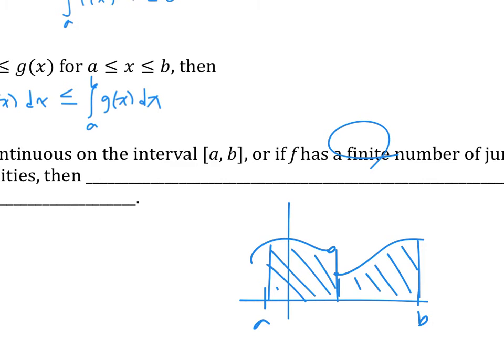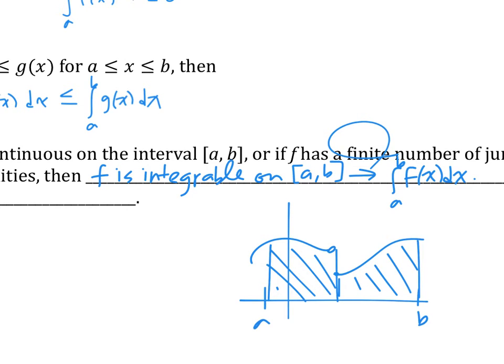So then f is integrable on a to b. That means the integral from a to b of f of x dx exists. So basically it's saying that you can just integrate. All right, we are ready to apply.